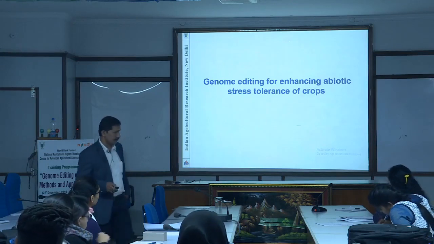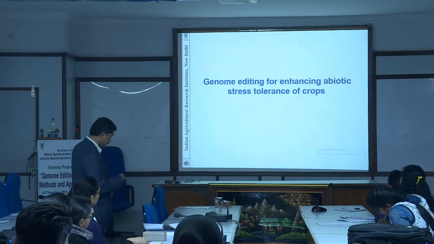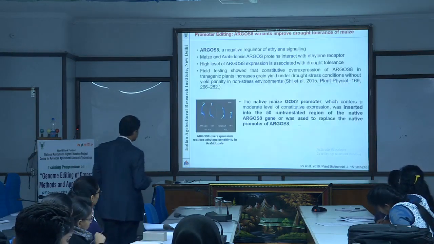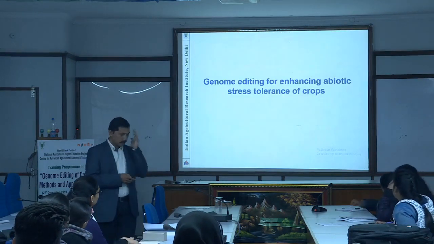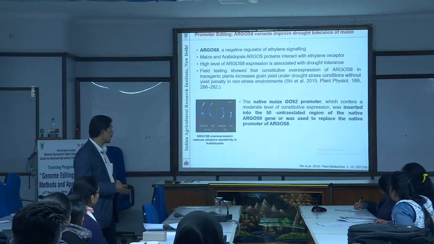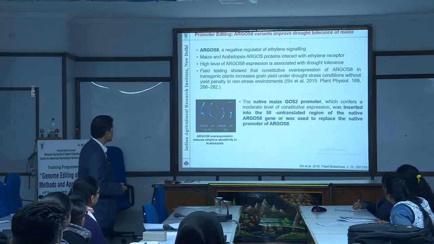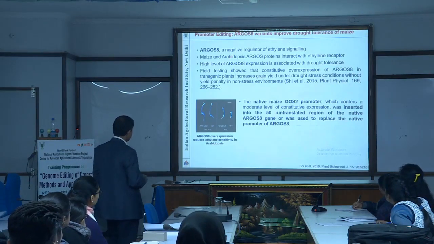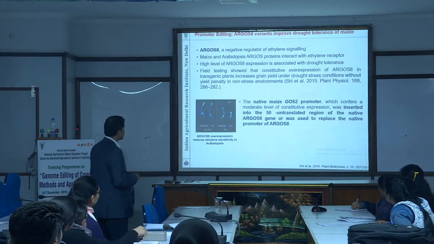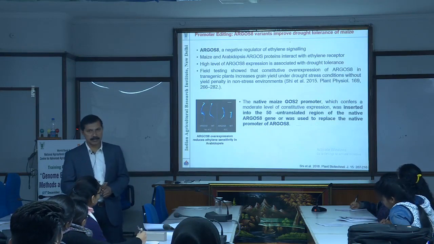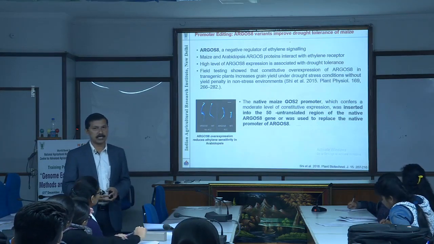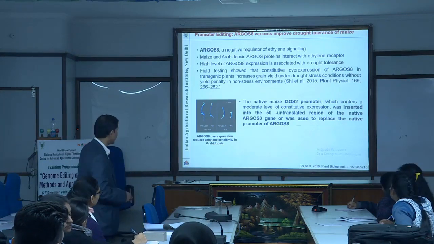This you have listened to for the last several days, so I need not put much emphasis on what genome editing is. I will directly give some examples. So this is one example wherein a positive regulator is upregulated by using a genome editing technology. ARGOS8 is a negative regulator of ethylene signaling. Ethylene is one of the classical plant hormones which is induced under several stress conditions and during development.